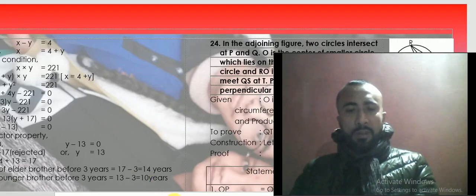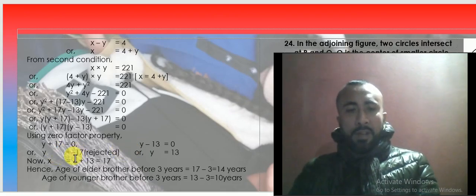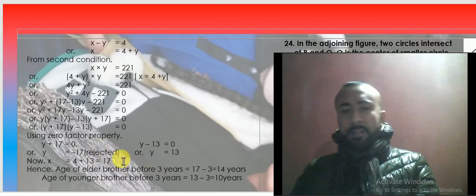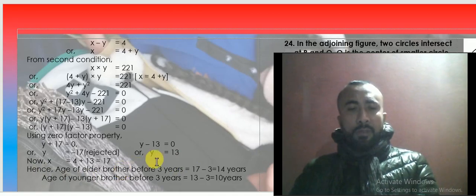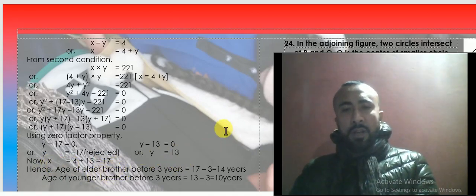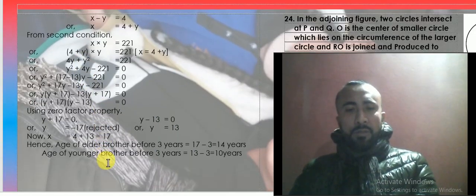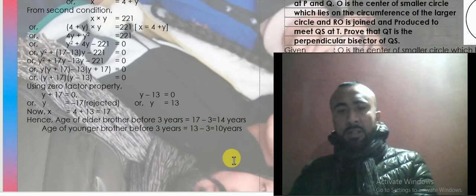If you solve the equation, you get the value of y as either minus 17 or 13. Age can't be negative, so that is rejected, and 13 is the valid one. If you put 13 as y, then you get the value of x as 17. In the question we are asked to find the ages 3 years ago. The age of the elder brother before 3 years is 17 minus 3, that's 14. The age of the younger brother before 3 years is 13 minus 3, that's 10 years.